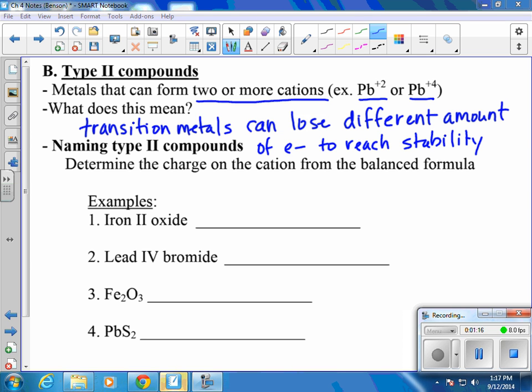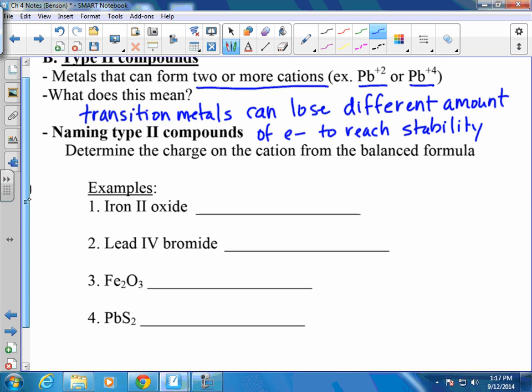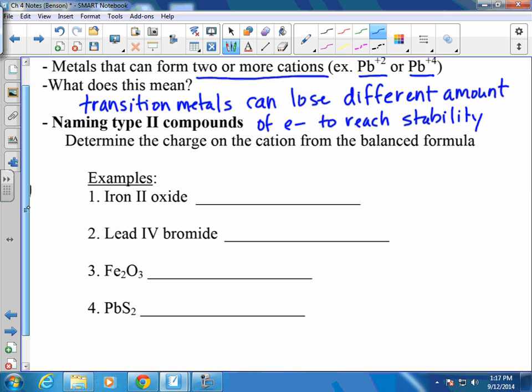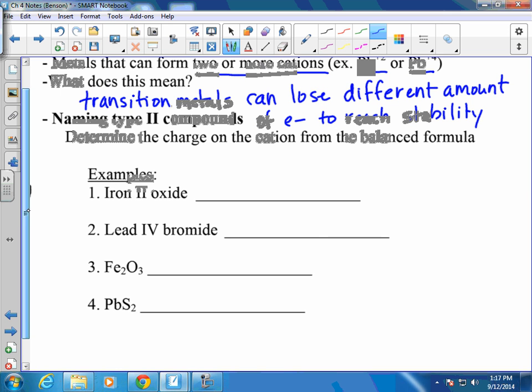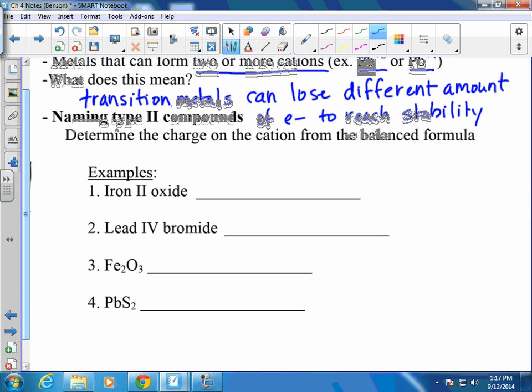Okay, remember the transition metals are the ones that kind of drop through the chart. They're the ones that are a little bit lower, and they have a variety of charges. So you can see all of them on your gold sheet that there's some that have more than one type: copper 1, copper 2, lead 2, lead 4. There's a variety, iron 2, iron 3. So we just have to use a little bit more of a naming system than what we did with just the type 1 compounds. So you're not going to change your approach.